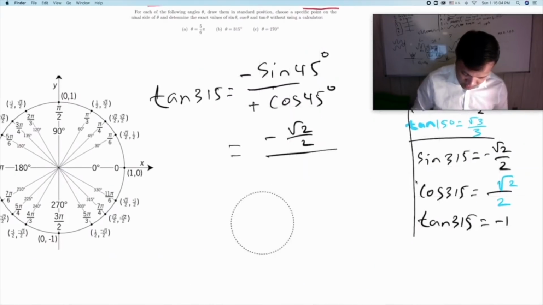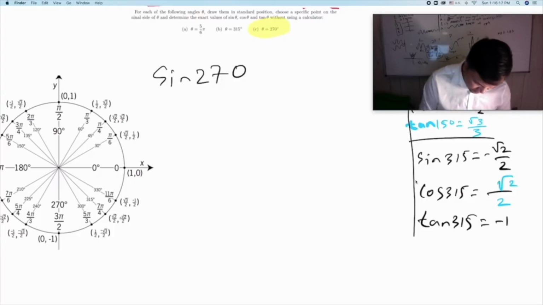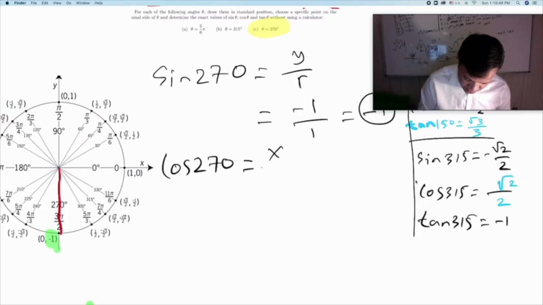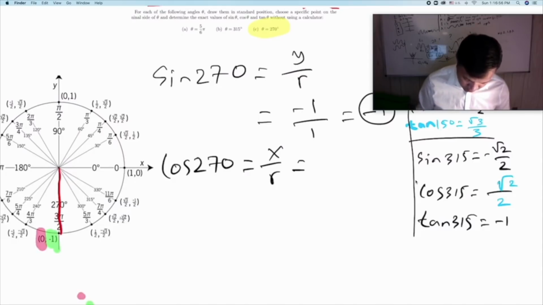What is our last one? The last one is theta equal to 270. The unit circle tells us that sine 270 is negative 1. We know that sine 270 is y over r, where y is negative 1 and r is 1, so it is negative 1. Now cosine 270 is x over r. X is 0, so 0 over r is 0. In the unit circle, r is 1.